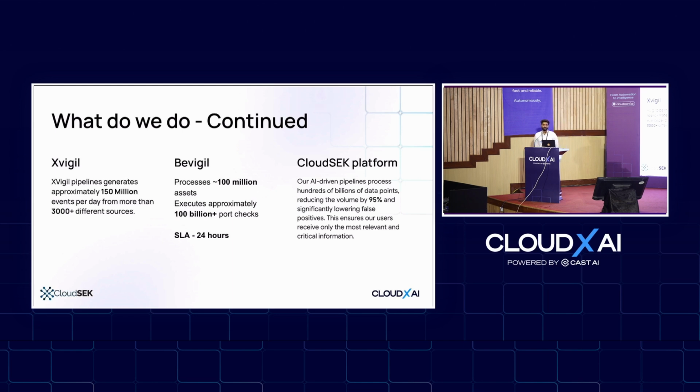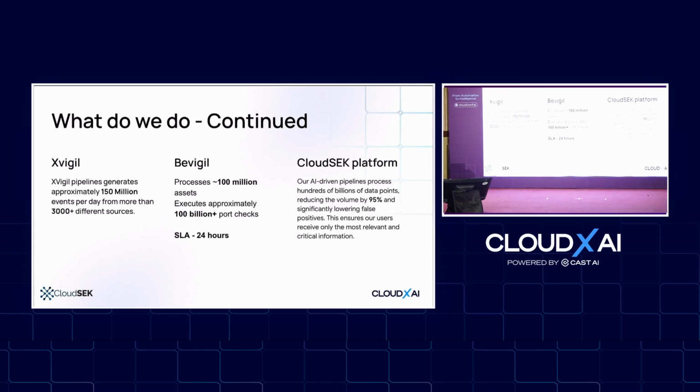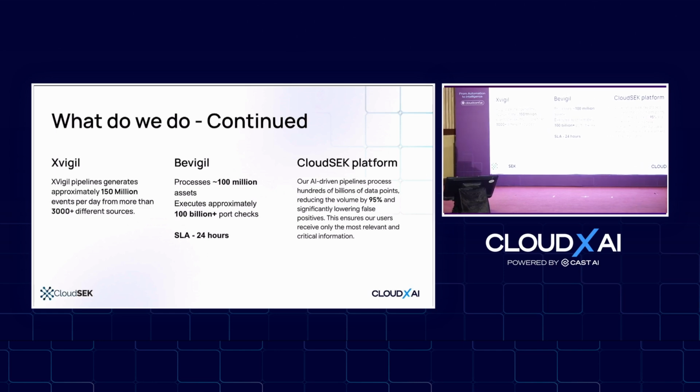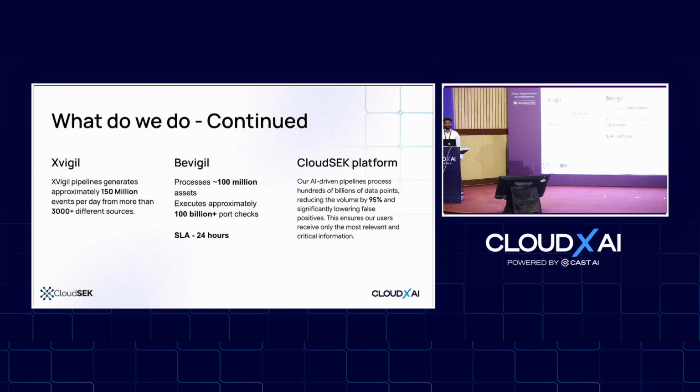Every day we process more than 150 million pages crawled across the web. In BVigil, where we scan for assets, we cover more than 100 million assets, and in total more than 100 billion port scans every single day. For our clients, 24 hours is the SLA. All of this amounts to a huge amount of data, but our platform filters it down to the last 5% that actually matters, right?